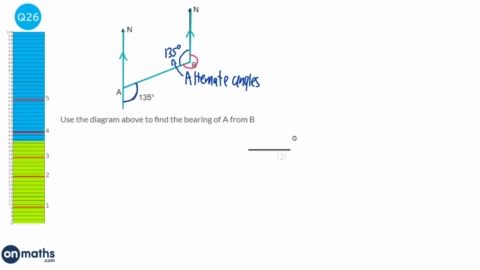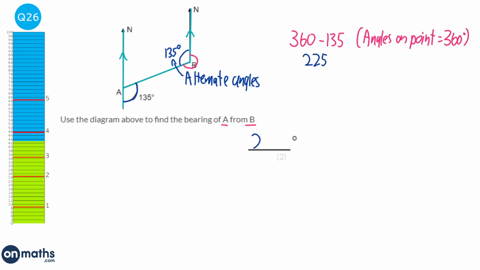We also know that angles on a point add up to 360, so this red angle represents the bearing of A from B. To find this angle, we're going to do 360 take away 135, and the reason for that is angles on a point equal 360 degrees. When we work that out we get the answer of 225. So our bearing is 225 degrees.